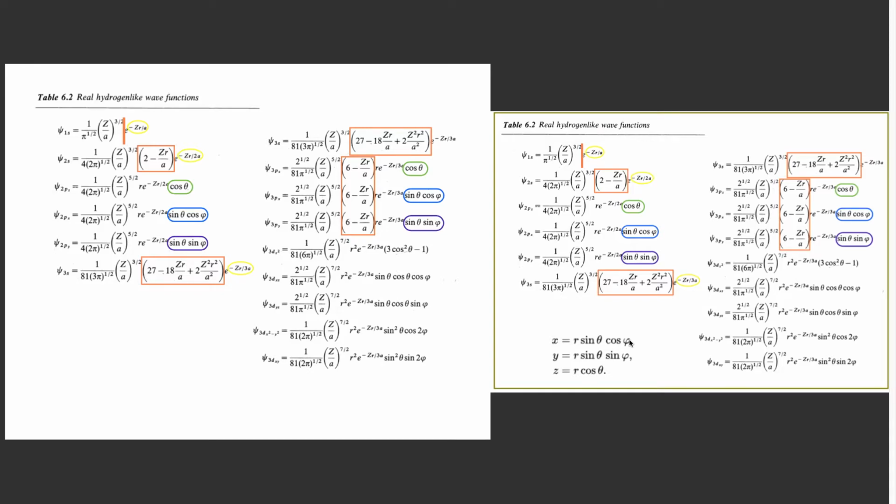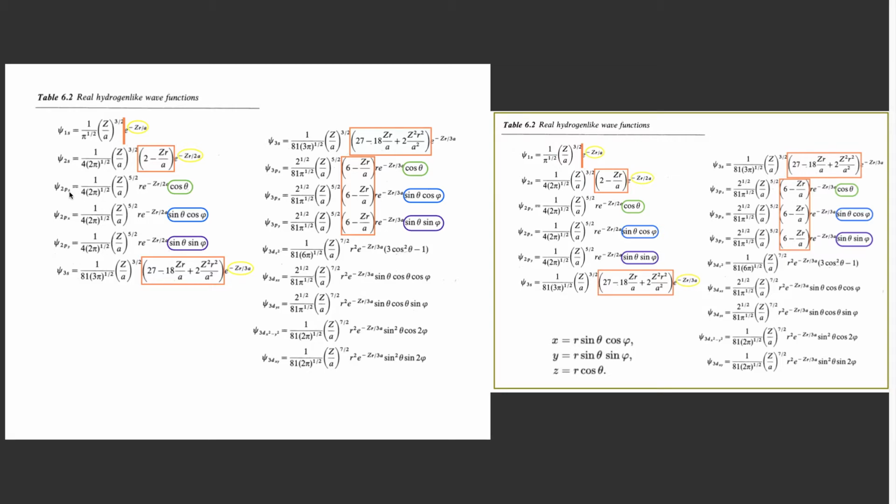For r sine theta cosine phi, right, x is equal to 0 for cosine phi equal to 0. If phi is equal to 90 degrees, that puts you along the y-axis, right? X is equal to 0. So when x is equal to 0, the px orbital has a node at x equals 0, and that is the yz plane. And when phi is 180 or 0, which puts it on the x-axis, right, then sine phi is equal to 0, which means y is equal to 0, and at y equals 0, the xz plane is a node.